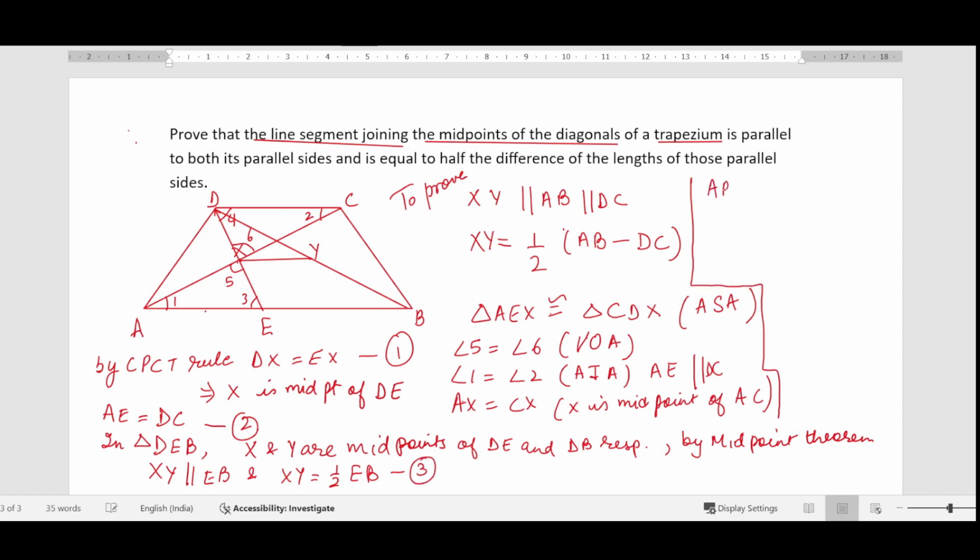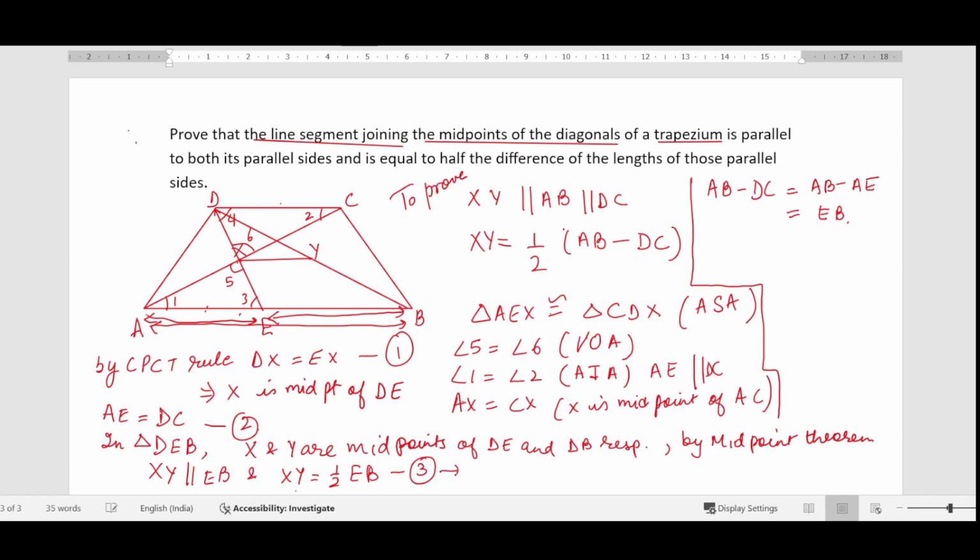So AB minus DC can be written as, this is from here to here it is AB. DC is equal to AE. So in place of DC I can write AE. AB minus AE. If I subtract AE from AB, I'll get EB. That is EB is from here to here. So this is equal to EB.